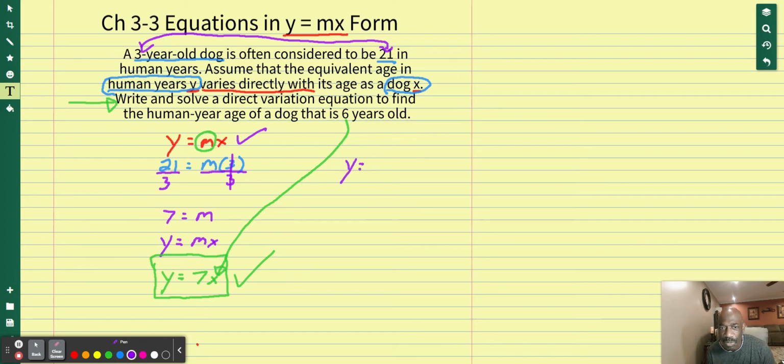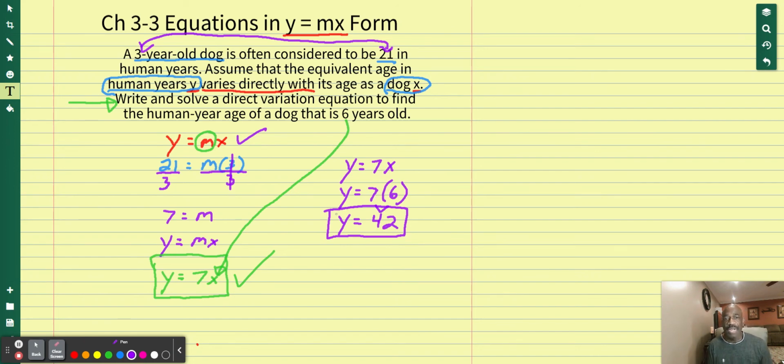So we have y equals 7x, right? Now we're going to plug in: y equals 7 times 6, and work that out to get y equals 42. So what does this mean? This means when a dog is 6 years old, it is actually 42 in human years. That dog is getting up in age. That means for each year that it is alive, it will have the issues, or the health, of a 42-year-old human.